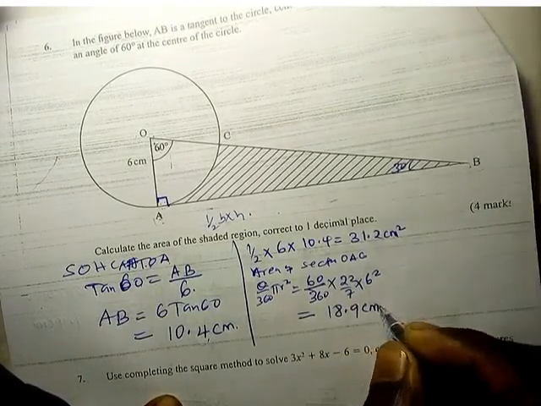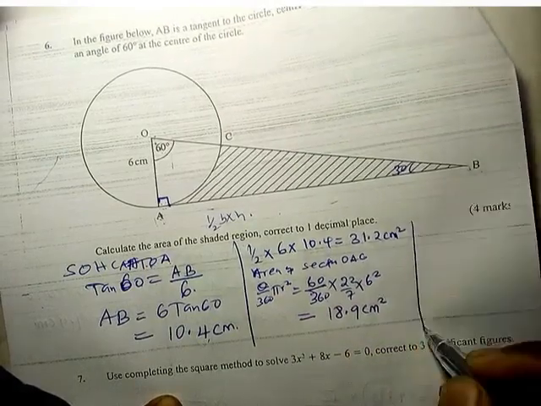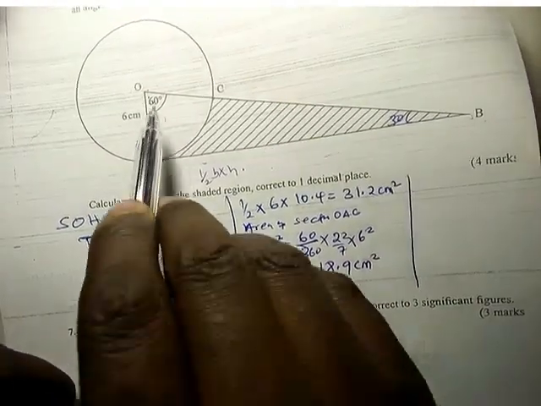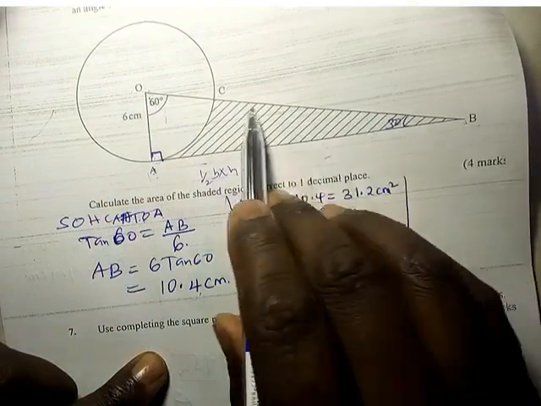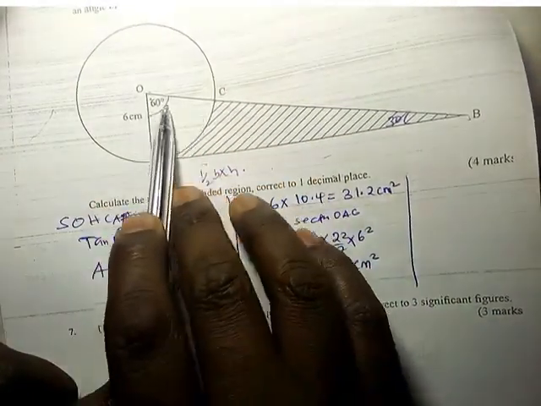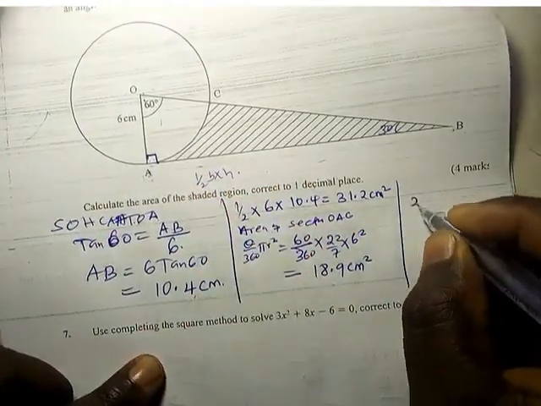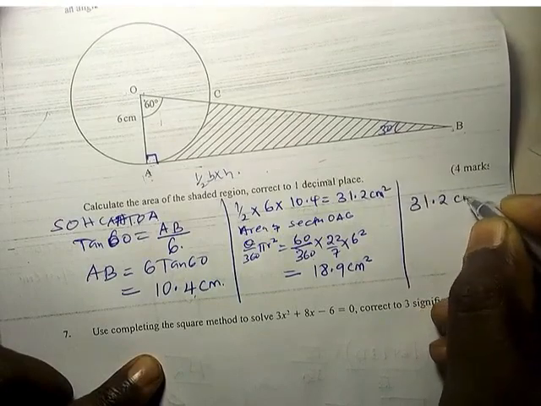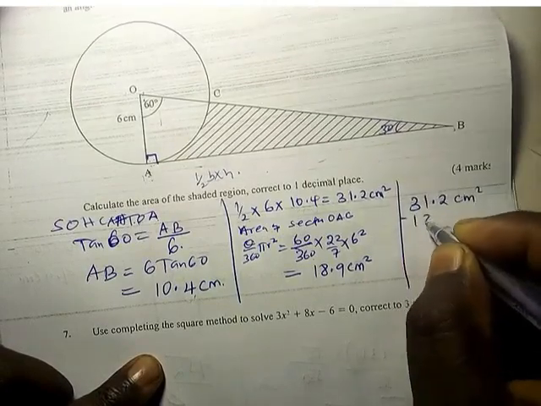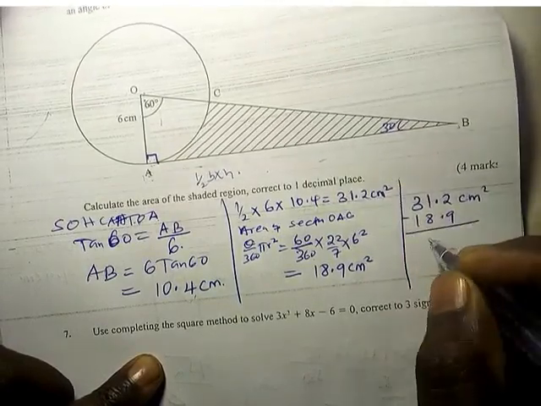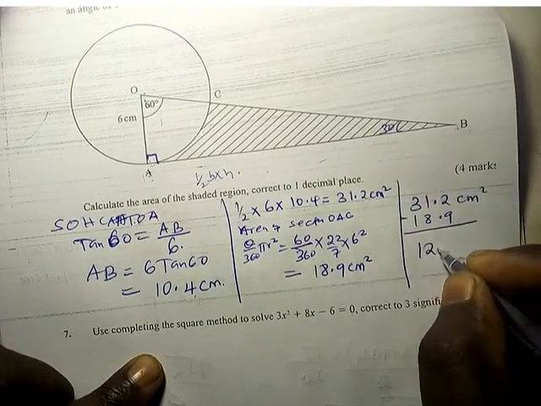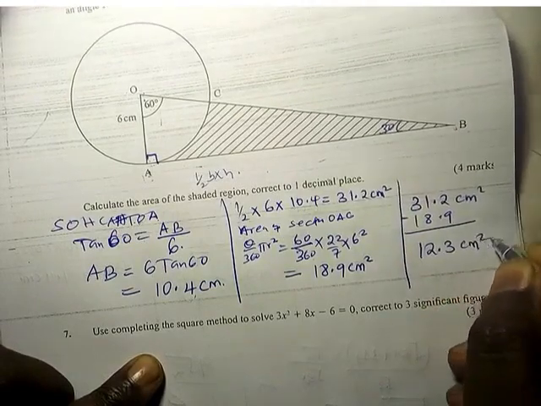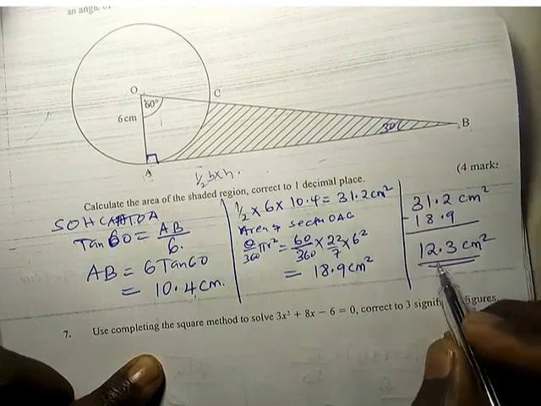This one is going to give us the area of 18.9 centimeters squared. Now to get the area of the shaded region, it is the area of this whole shape minus the area of the sector, which is now 31.2 centimeters squared minus 18.9. This will give us 12.3 centimeters squared. This is the area of the shaded region.